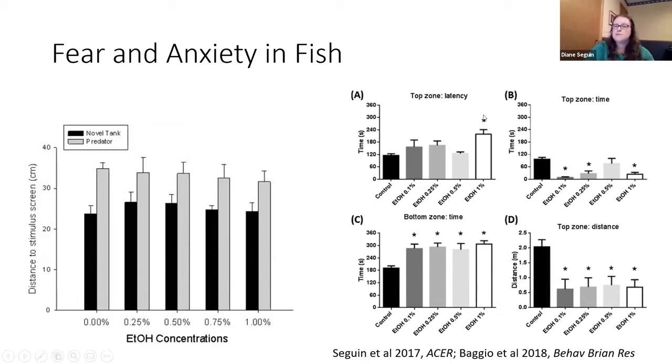However, when they're put into a novel tank to look at anxiety-like behaviors, what we typically see in fish who have high anxiety is they will sink to the bottom of the tank, stay there for a while, and then start swimming. Our control animals are the black bar. The latency to swim to the top zone is significantly higher in our 1% or highest concentration group compared to controls. And if we look at the amount of time the animals spent at the bottom of the tank, we see significantly increased times in all the alcohol groups compared to the control groups. Similarly, the distance to the top is also significantly less in the alcohol exposed groups.